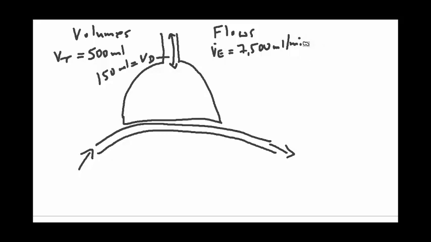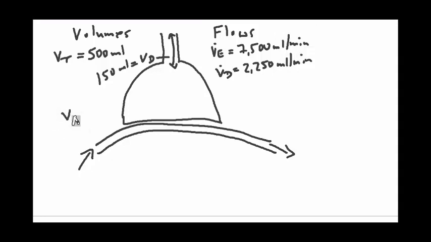Now, what is dead space ventilation? Dead space ventilation is the breathing frequency times the dead space volume. So breathing frequency, again, let's call it 15 breaths per minute. The dead space volume was 150 milliliters. So now we're at 2,250 milliliters per minute.